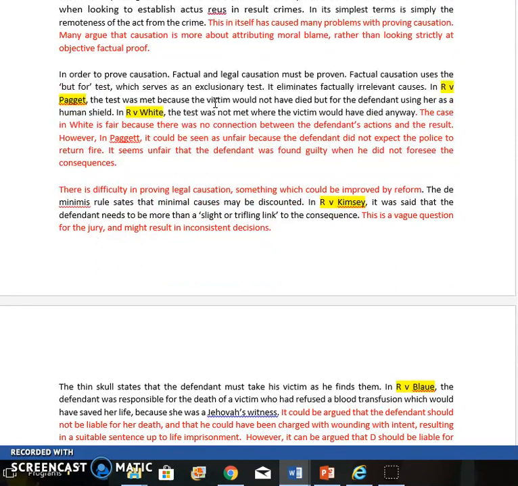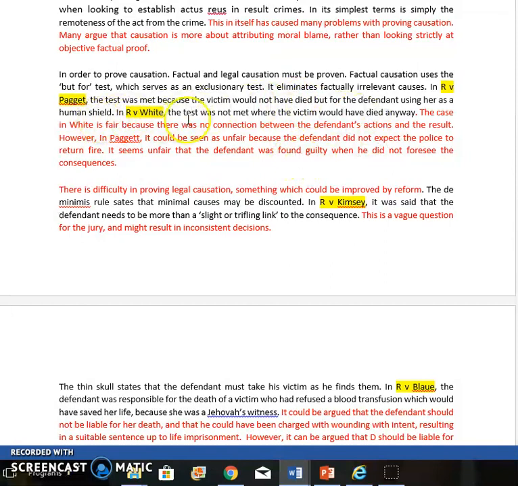I'm then going to go into my rules. So in order to prove causation, we need factual and legal causation, and I'm going to start with the factual stage. So factual causation uses the but-for test, and it was met in Paget because she never would have died but for being used as a shield, but in White it was not met because the victim would have died anyway. I've said what the cases are, I now want to evaluate them.